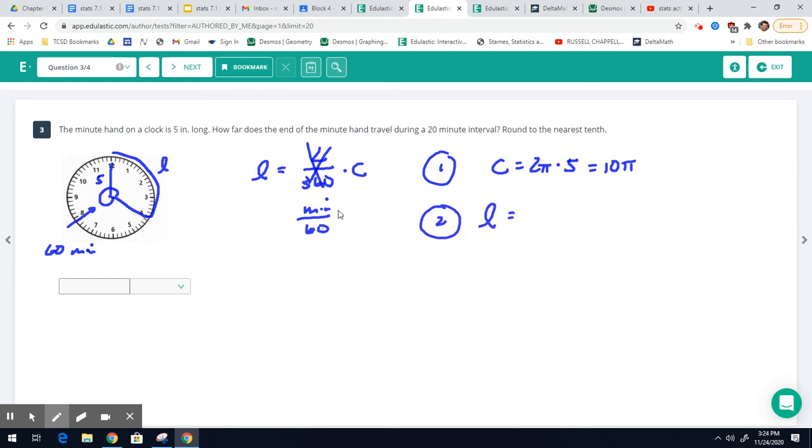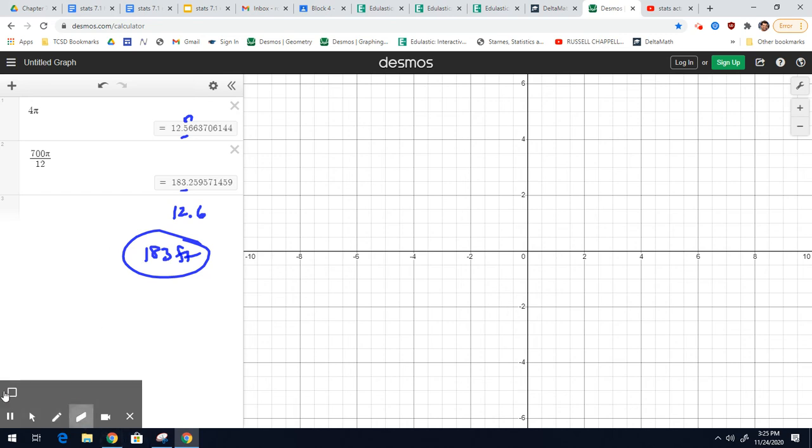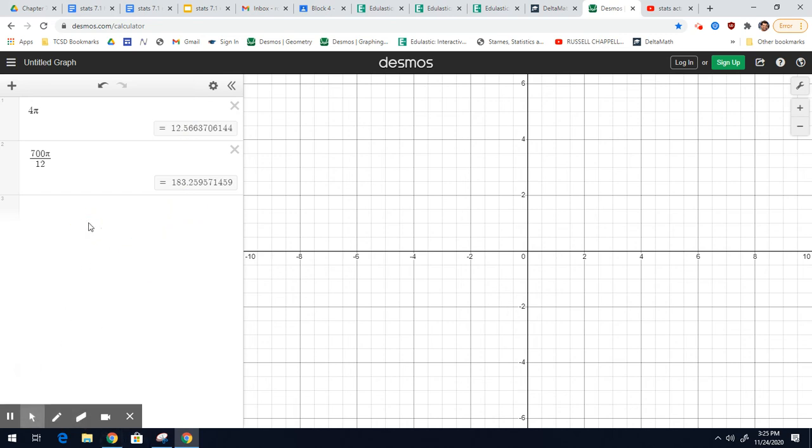So to find the arc length, we're going to take the minutes that we're traveling, 20 out of 60 minutes. Same kind of idea. It's the same ratio as degrees out of 360 degrees. So 20 out of 60 times 10 pi. And I'll multiply this out and round to the nearest tenth. So I'm going to go to 20 over 60 times 10 pi. 20 divided by 60 times 10 pi.